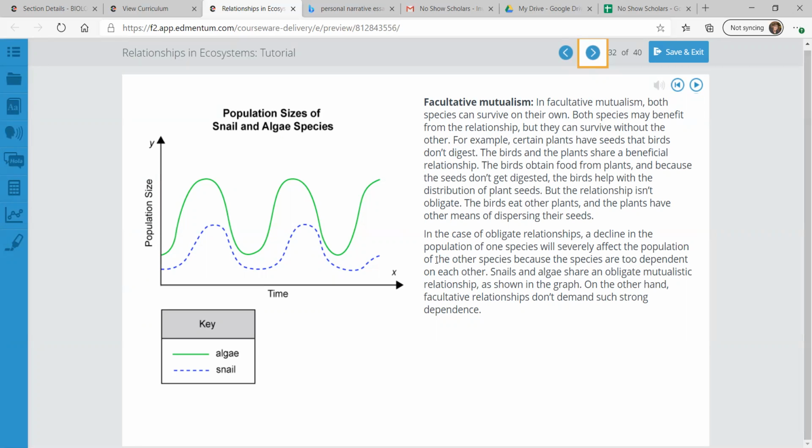In the case of obligate relationships, a decline in the population of one species will severely affect the population of the other species because the species are just too dependent on each other. It's not the most stable relationship, I suppose. But facultative, they get it. Snails and algae share an obligate mutualistic relationship as shown in the graph. On the other hand, facultative relationships don't demand such strong dependence.